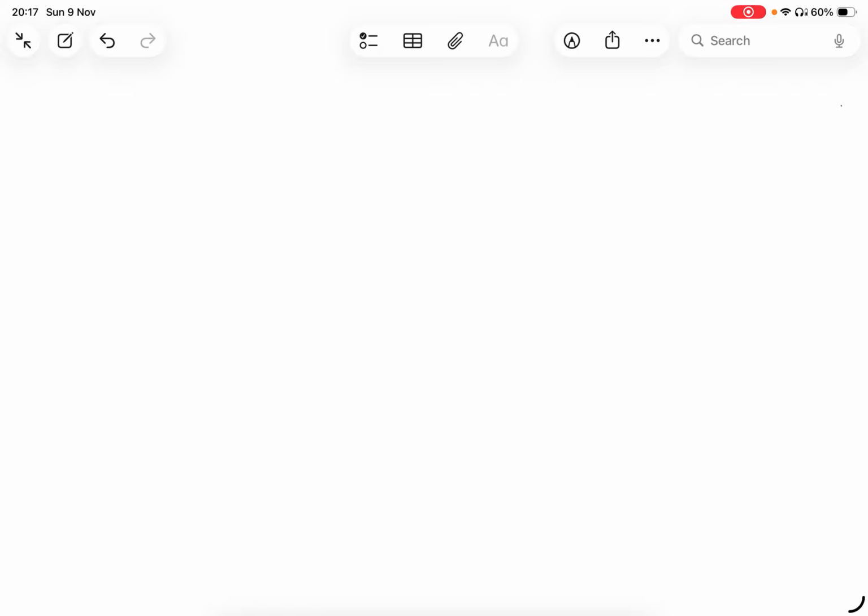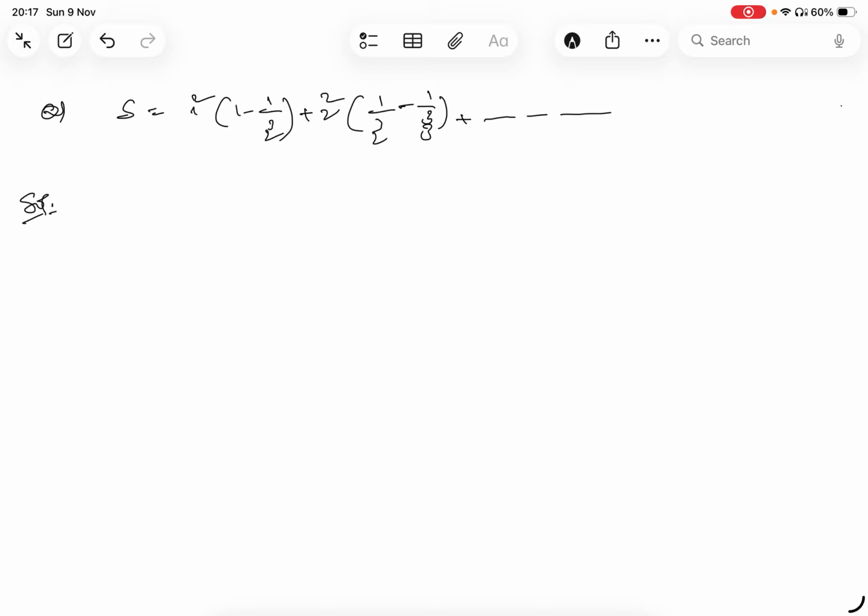Hello, let's start solving a series. Given S equal to 1 square into 1 minus 1 by 2 cube plus 2 square into 1 by 2 cube minus 1 by 3 cube plus and so on, right? So let's start solving.